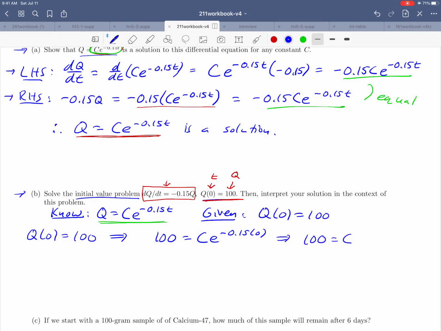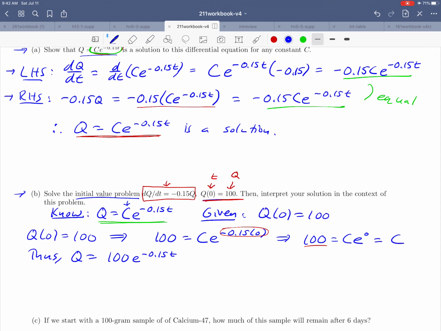This works out to 100 equals c e to the exponent, which is going to just turn into a 0, and e to the 0 is just 1. What's interesting is that by doing the algebra, we figured out what the value of c has to be. C is 100. So what we know then is that q equals 100 e to the minus 0.15 t, where we just substituted the value of c in, is the solution to this initial value problem.